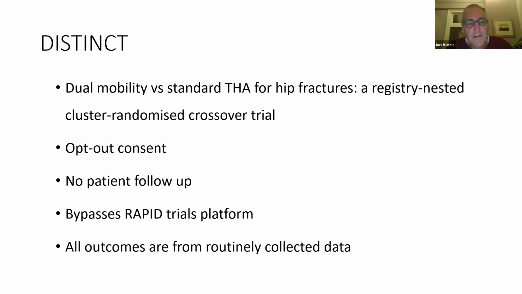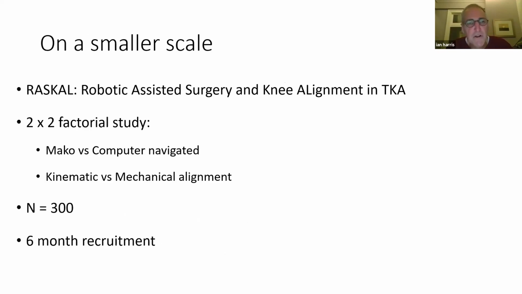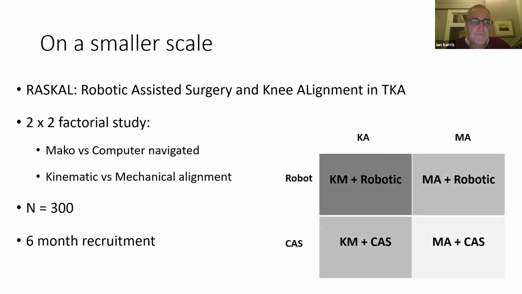And the next one, just on a smaller scale, we're doing a 2x2 factorial study, looking at computer navigation versus robotic and kinematic versus mechanical alignment in knee replacement. Now, we only need 300 for this, but we can recruit these patients in 6 months. We don't have to embed this study in the registry, but we can because they've got the platform ready to go. They've got the personnel. We're doing this study for about $100,000 US, which is really nothing in the world of high quality RCTs. And by nesting it in the registry, we get long-term outcomes on the revision rates of the knee replacements that go in. Next.